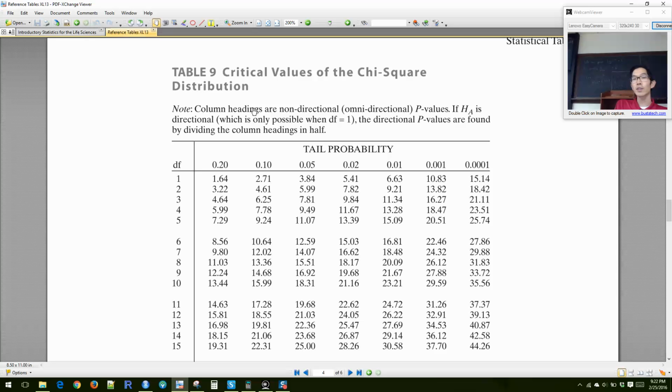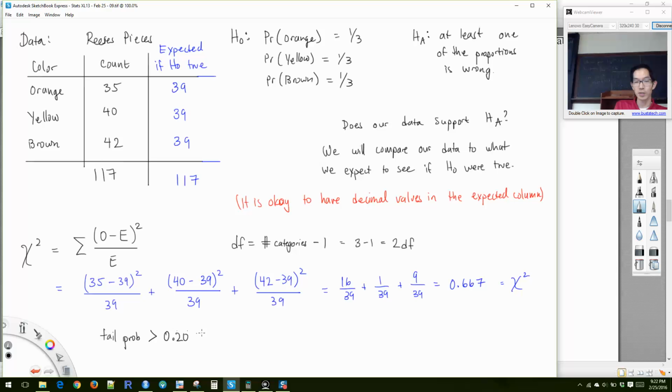All of these are non-directional p-values. If you have a directional p-value, then you have to take our column headings and divide by 2. That's what it says. So our tail probability is greater than 20%, which is our p-value. Our p-value is greater than 20%.